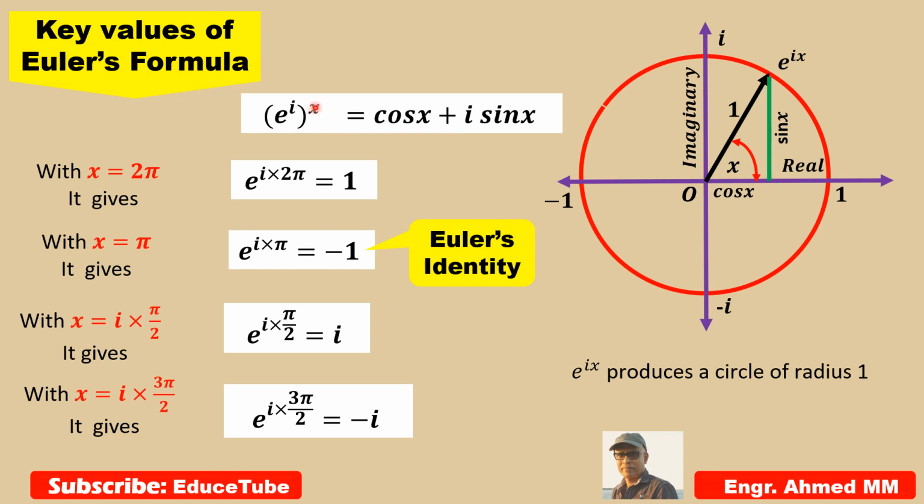Because rewriting the formula this way means this right hand side expression can be thought of as the unit complex number with angle x, and the left hand expression can be thought of as the 1 radian unit complex number raised to x. That is why I have written like that.